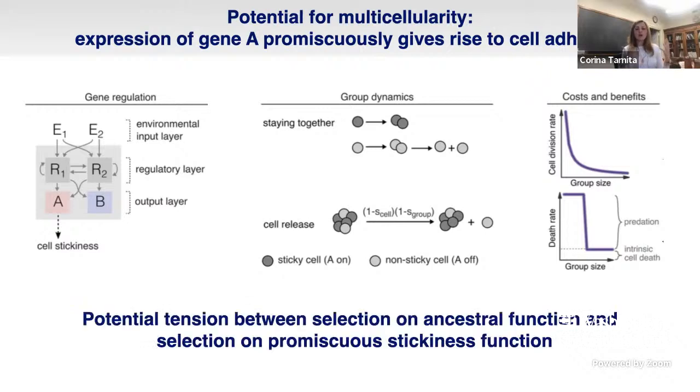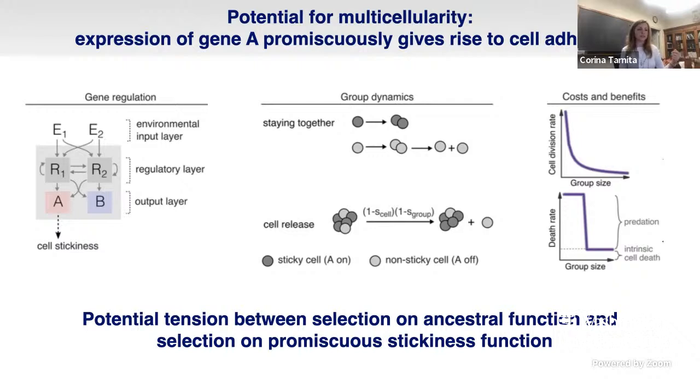Okay, so now we've introduced in this model that groups will form promiscuously because of that stickiness, so now there's the possibility for group formation. And now there's a potential tension between selection on ancestral function and selection on promiscuous stickiness function, right? You might want to escape predation all the time, but that will mean that in environment 2, if you're not expressing gene B, but you're continuing to express gene A so that you can stay as a group, then you actually don't get the full benefit. Your reproduction will suffer because you won't be expressing the correct gene.